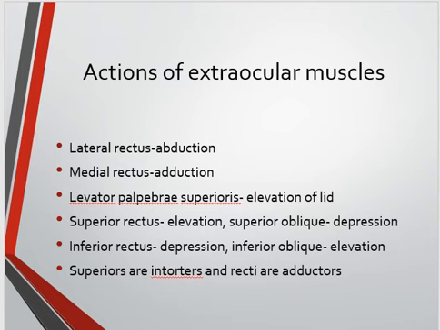Superiors are intorters, that is both superior rectus and superior oblique rotate the eye inwards, whereas inferiors are extorters, that is inferior rectus and inferior oblique rotate the globe outwards. The superior and inferior recti are adductors, whereas superior and inferior obliques are abductors. It is very important to remember all these because they will help us to diagnose the cranial nerve palsies.